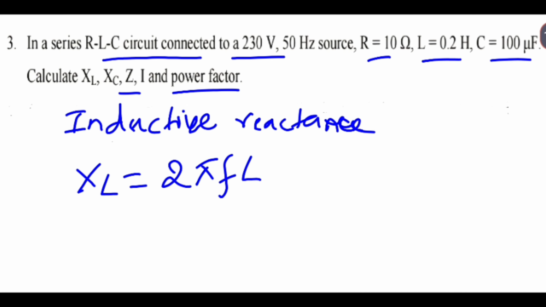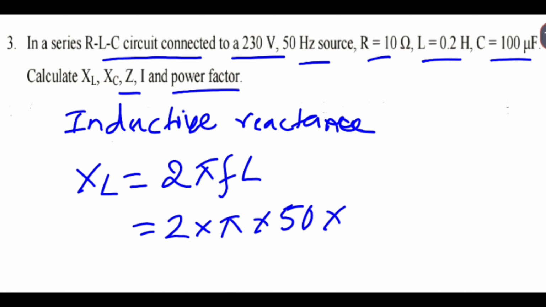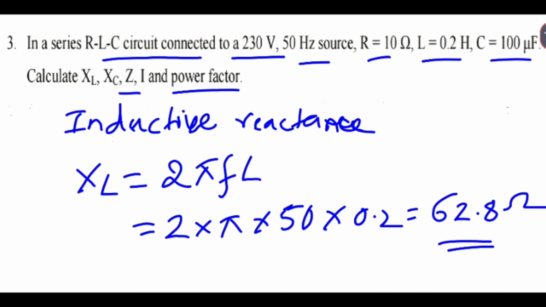So if you substitute here 2 into the pi value as it is, F is given in the question as 50 Hertz and L is given as 0.2. So you will get 62.8 ohm as the inductive reactance.